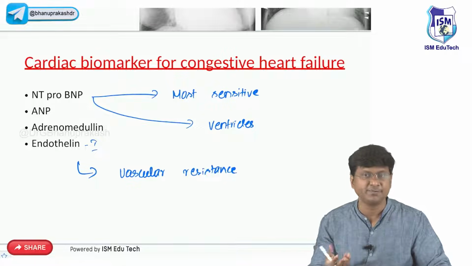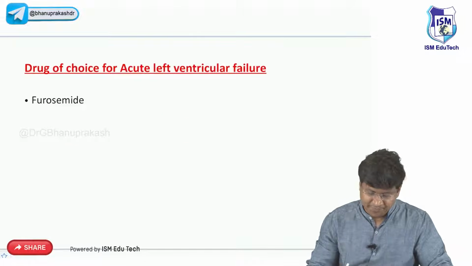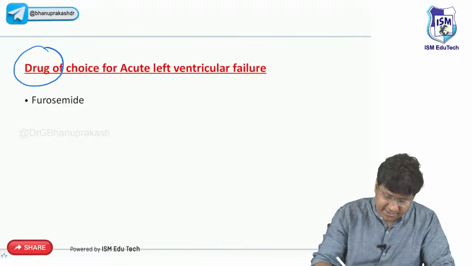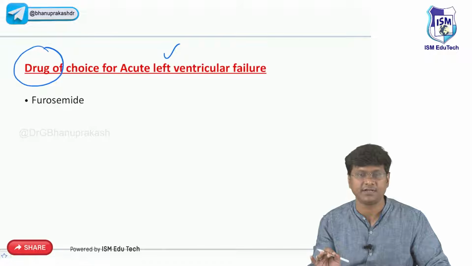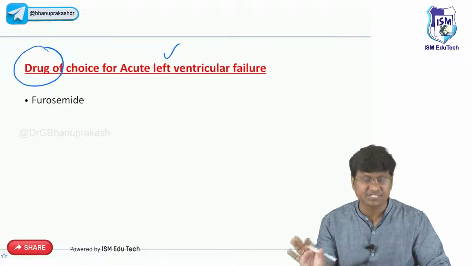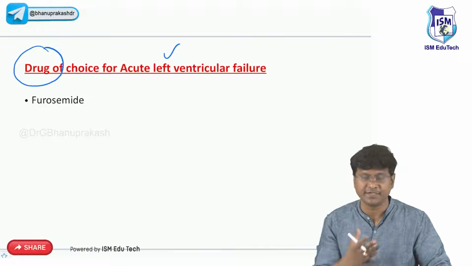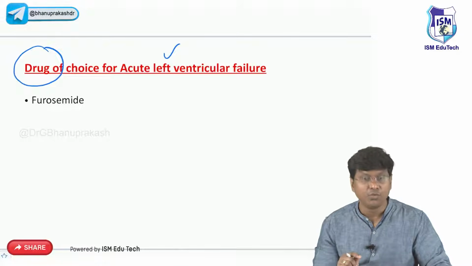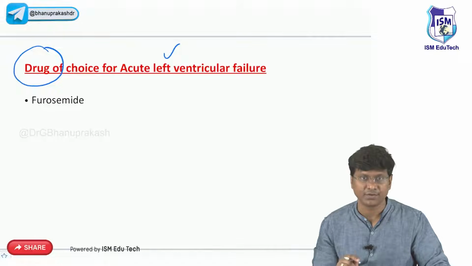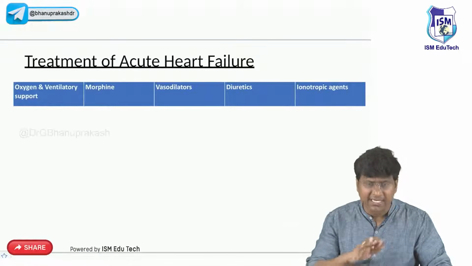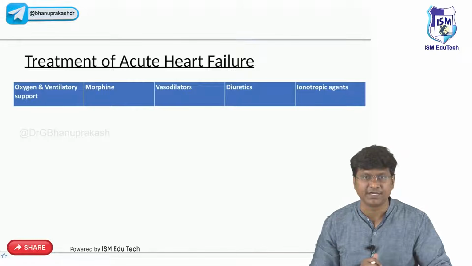Then you take the management in patients with congestive heart failure. If the question is asked, what is the drug of choice for acute left ventricular failure? It is a loop diuretic, that is furosemide. Because in acute left ventricular failure, the individual will develop pulmonary edema. In order to flush out the pulmonary edema, what we require is furosemide. Okay. Then what are the other various treatment options for acute heart failure?